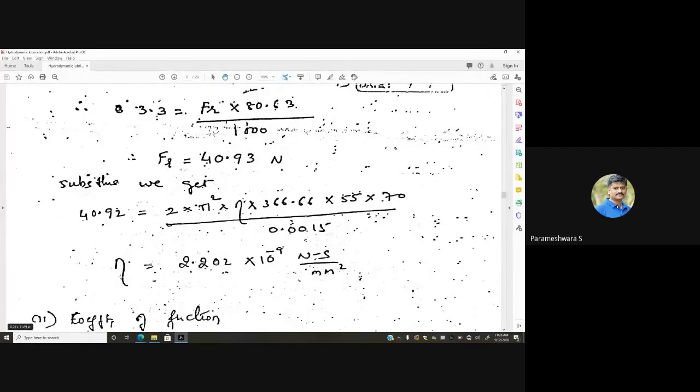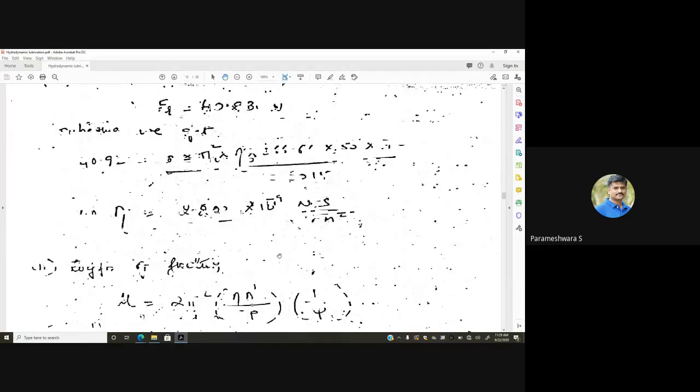Just do this calculation from your end and tell me what the answer is. Theta is equal to 2.202 into 10 raised to minus 9 Newton second per mm square. So that is the viscosity.